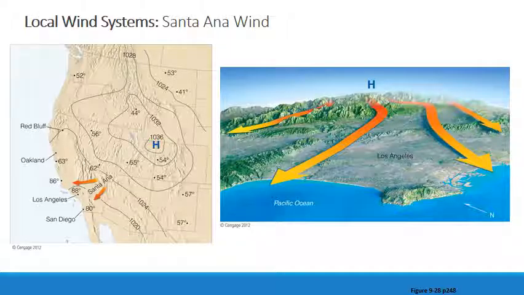Another Chinook-like wind that occurs in the United States is the Santa Ana. Occurring in Southern California, the hot, dry Santa Ana winds greatly increase the threat of fire in an already dry area.